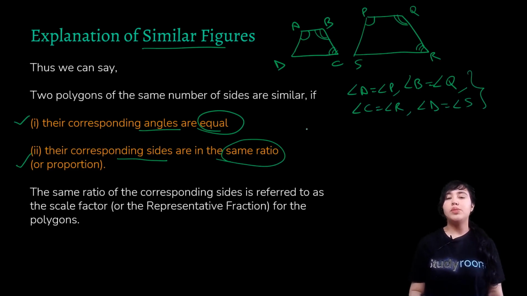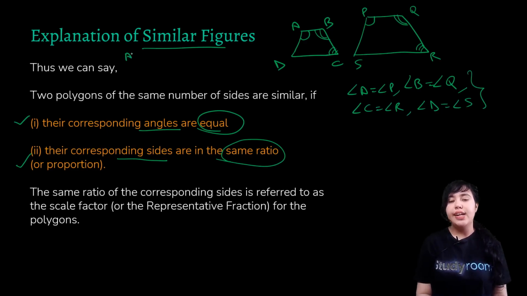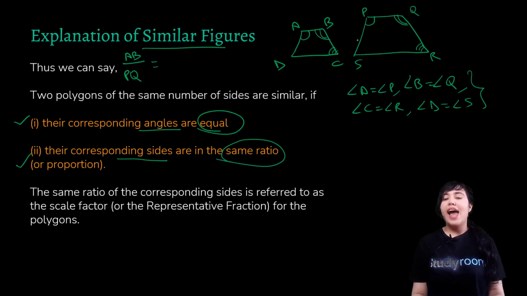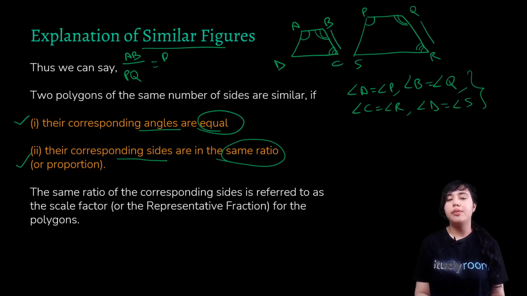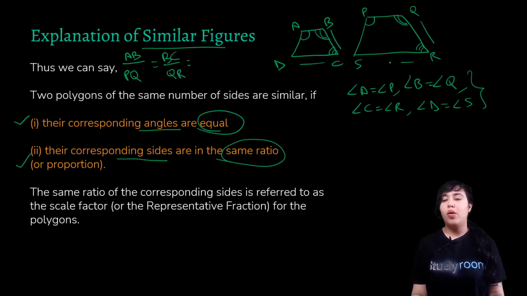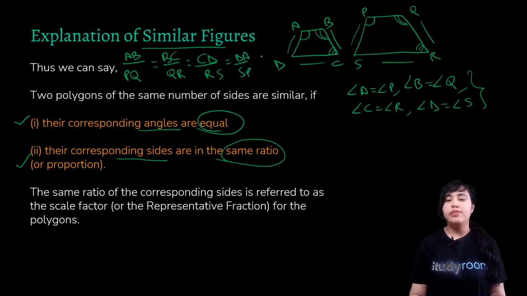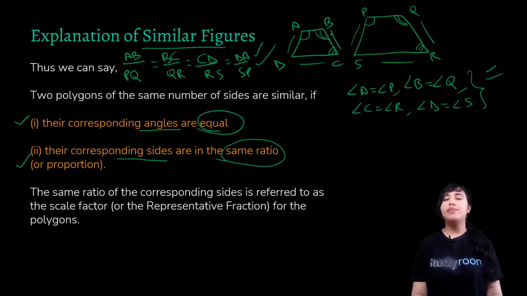And talking about the corresponding sides, we'll take the side AB. Corresponding to this, we have the side PQ. So AB upon PQ, we are interested in finding this ratio. And if the two figures are similar, this ratio will turn out to be BC upon QR. Then take another set of corresponding sides, CD upon RS, and this is ultimately equal to DA upon SP. So if these things are fulfilled, I can say that my two quadrilaterals ABCD and PQRS are similar.